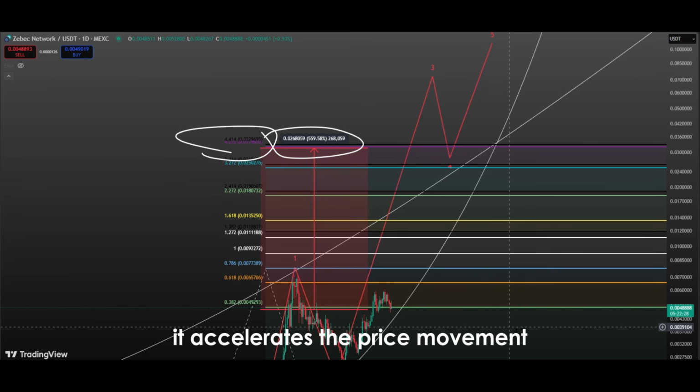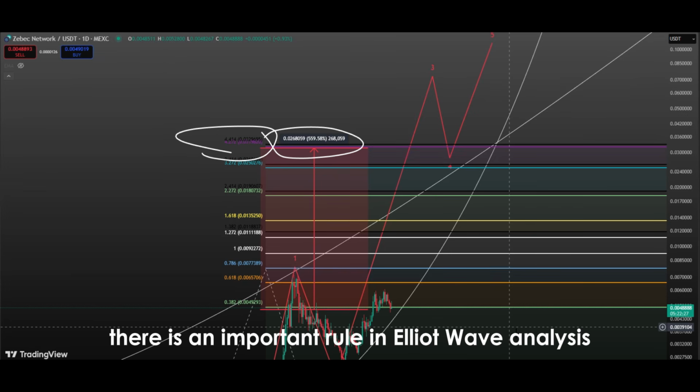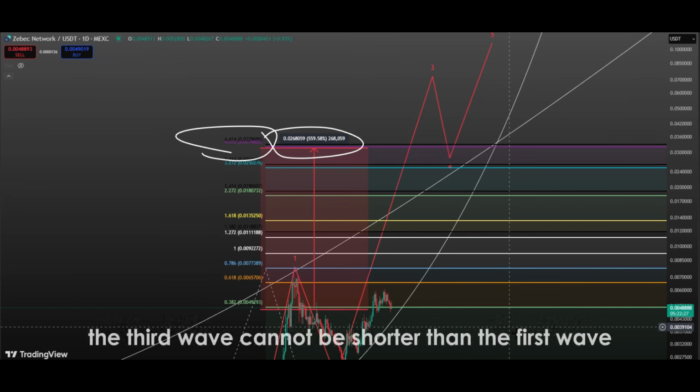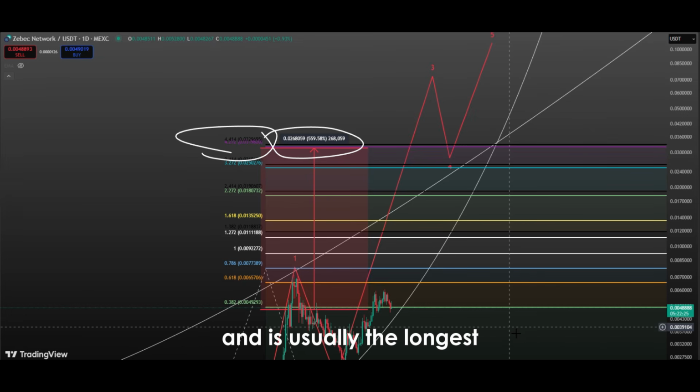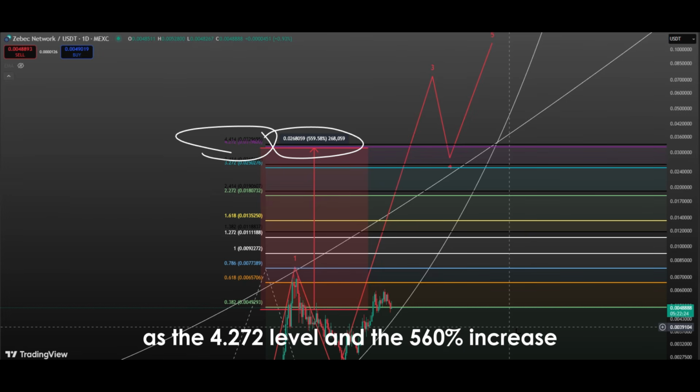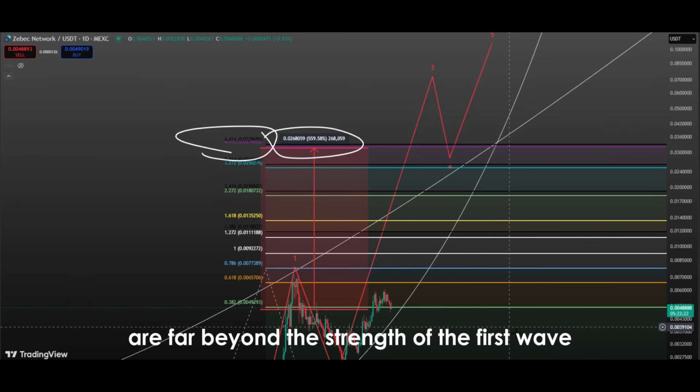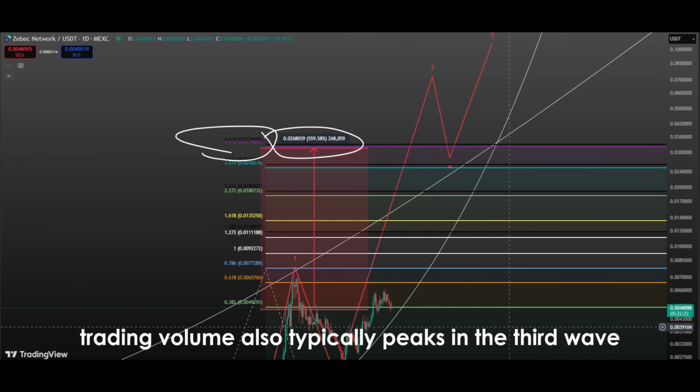the price movement. There is an important rule in Elliott wave analysis regarding the third wave. The third wave cannot be shorter than the first wave and is usually the longest. This rule applies strongly here, as the 4.272 level and the 560% increase are far beyond the strength of the first wave. During this process, trading volume also typically peaks in the third wave.